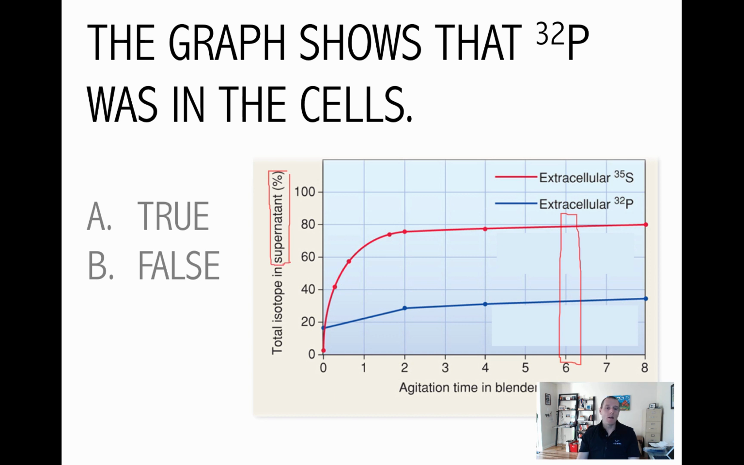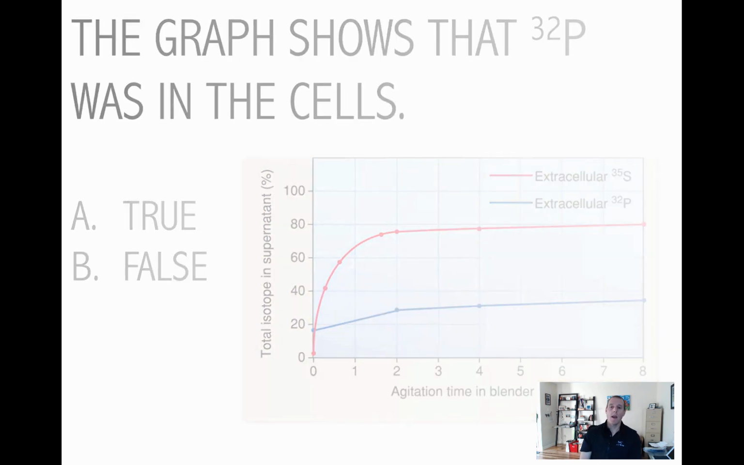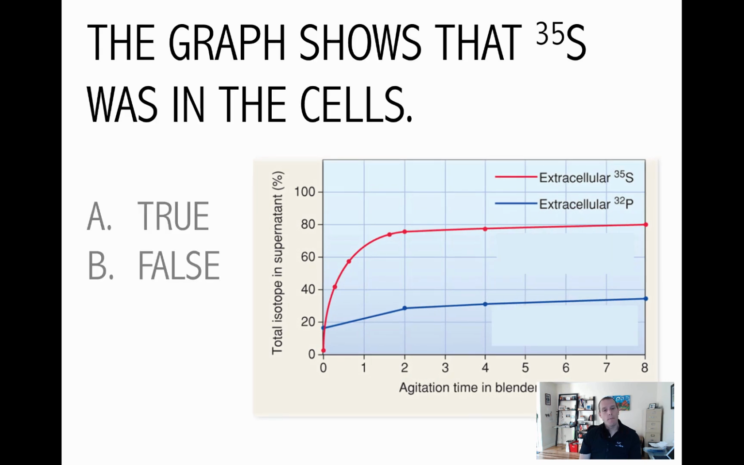Now, we could make some deductions. We could say, oh, well, if it's not in the supernatant, then it's got to be in the pellet. So therefore, yes, it's in the cells. But maybe it was volatilized. Maybe the DNA was broken down by something and all the nucleotides evaporated. Maybe it stuck to the walls of the tube. So you've got to be very careful in reading the axis. This doesn't tell us anything about what's in the cells. It tells us what's in the supernatant. That's the fluid that's above the cells. Okay, how about this question then? The graph shows that 35S was in the cells. It's the same thing, right? The graph is telling us not about what's in the cells.